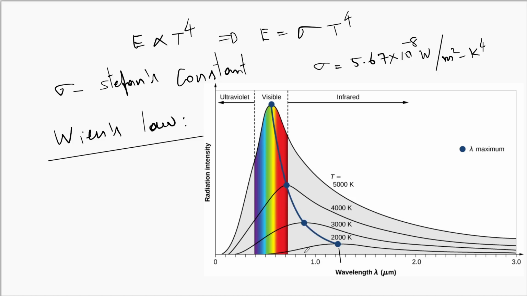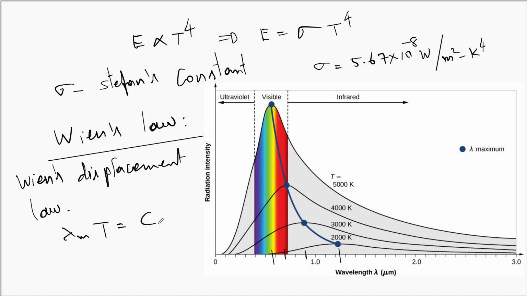Similarly, for 3000 Kelvin, the lambda maximum we have here. For 4000 Kelvin, we have here. The lambda maximum for 5000 Kelvin we have here. So as the temperature is increased, the lambda maximum shifts towards shorter wavelengths or higher frequencies. Hence, this law is also called Wien's displacement law. This law states that the product of lambda m times T is a constant, C0, whose value is 2.8978 × 10^-3 meter Kelvin.